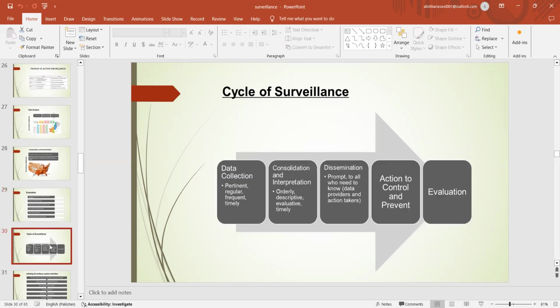Cycle of surveillance: data collection, which is pertinent, regular, frequent, and timely. Consolidation and interpretation: orderly, descriptive, evaluative, and timely. Dissemination: prompt to all who need to know, data providers and action takers. Action to control and prevent, and evaluation.